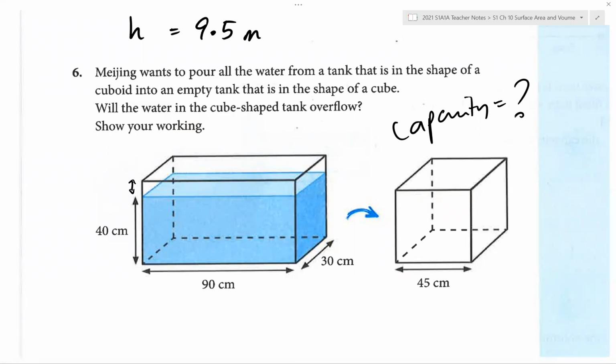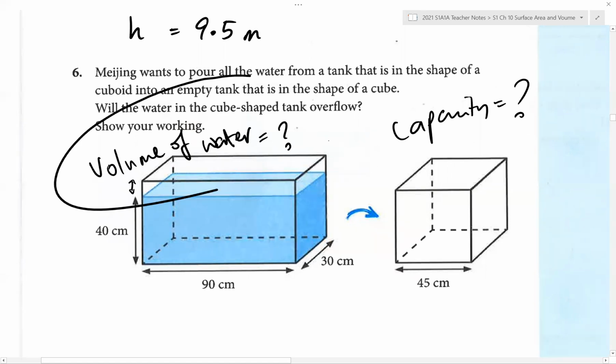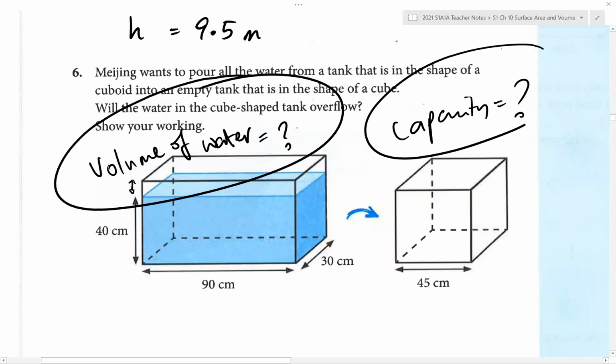Volume of what? Inside here, right? So I need to know the volume of water here, equals question mark. If I find out these two things, and this value is more than capacity, what will happen? Overflow. If this volume is less than capacity, will it overflow? No. So do you know the two things to find out already? Yes, the volume of water and the capacity. Okay, tell me how to find the volume of the water.